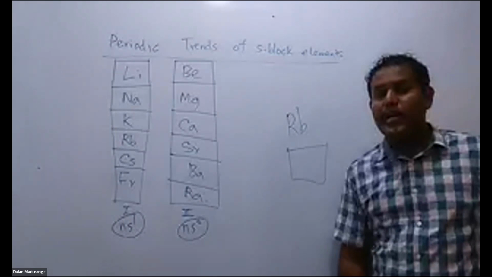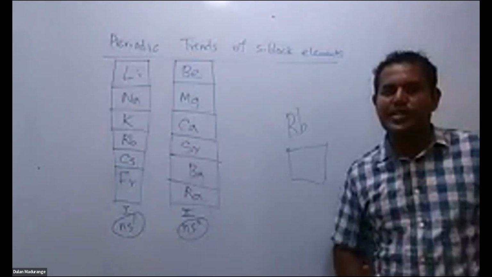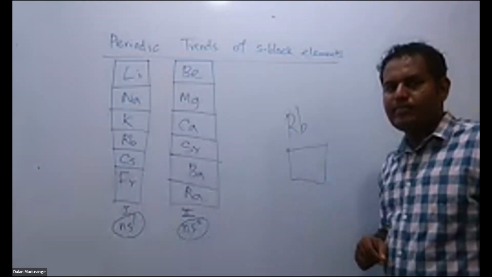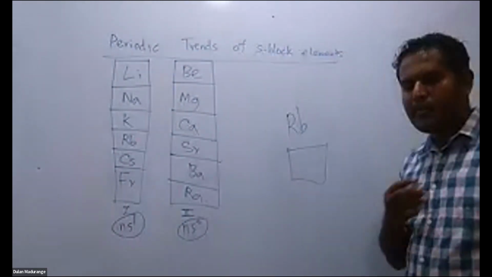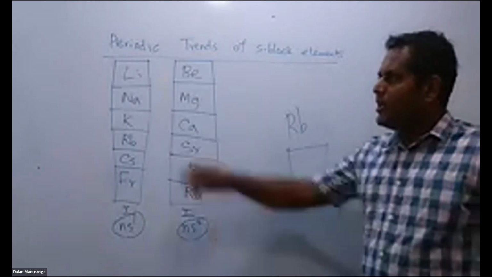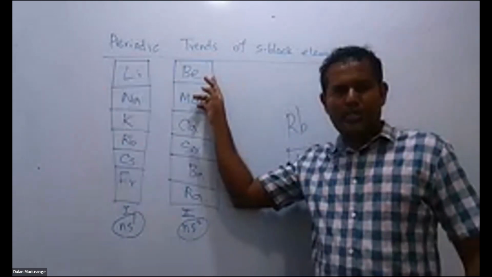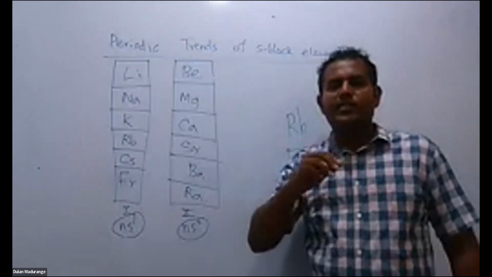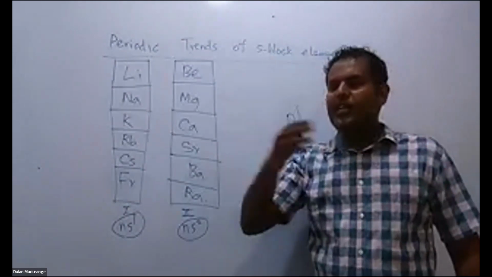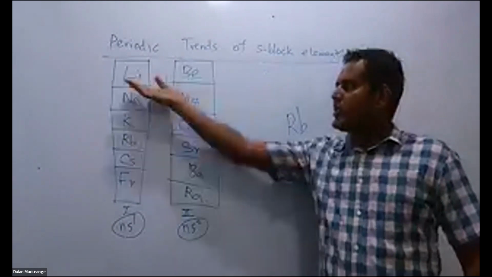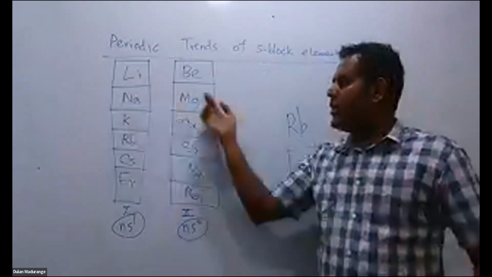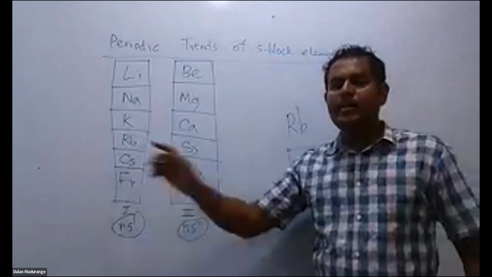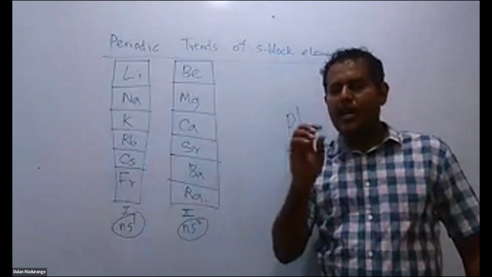So if you want to write the configuration of rubidium, what is the final electronic configuration of rubidium? Lithium, what is its period? Hydrogen and helium are in the first period, isn't it? Then lithium and beryllium are in the second period. Sodium, magnesium, third period. Then fourth period, fifth period. Rubidium is in the fifth period. So N means the period number.